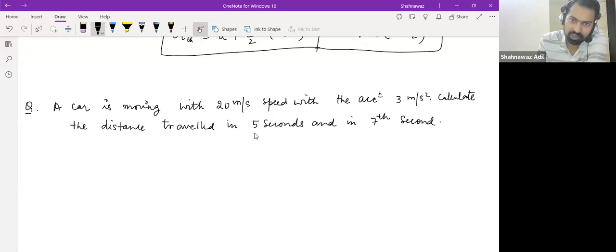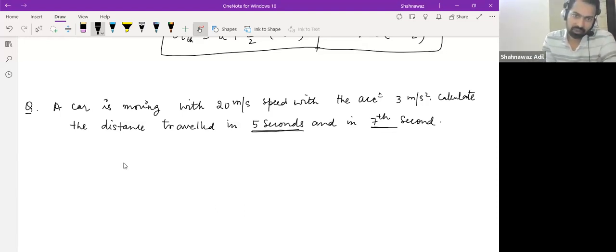So these are the two questions, I think. In the first question, we have to calculate the distance traveled in 5 seconds, total 5 seconds. And in the next question, we have to calculate the distance traveled in the 7th second. Okay.